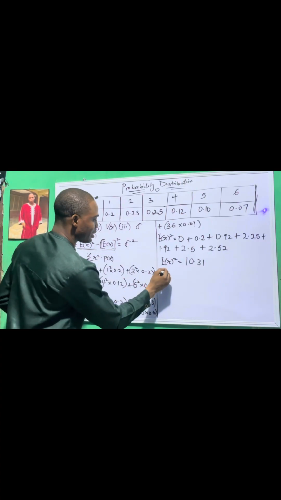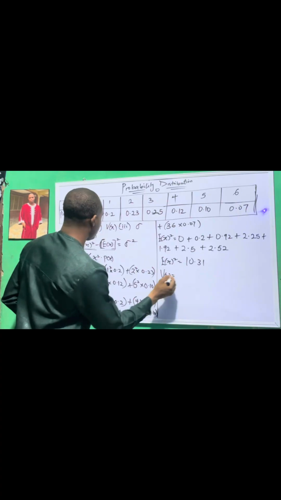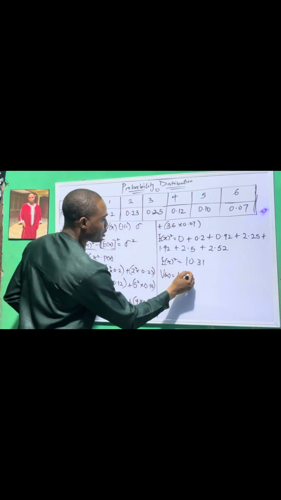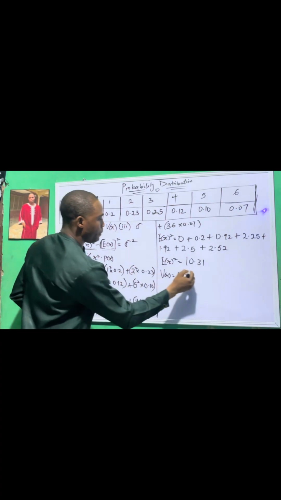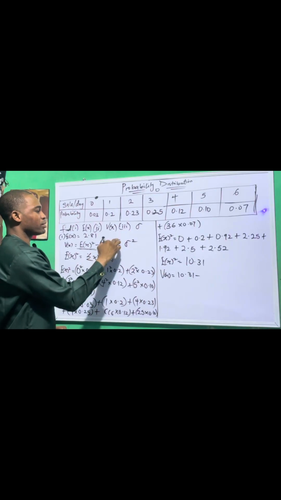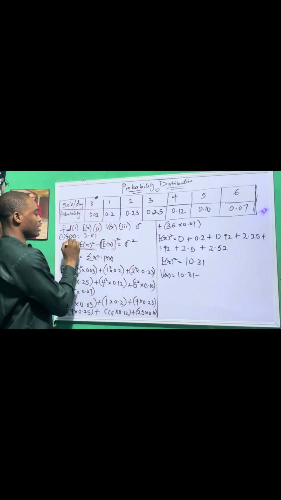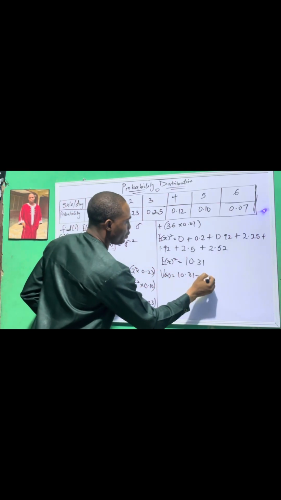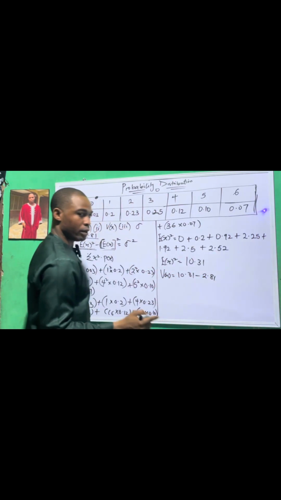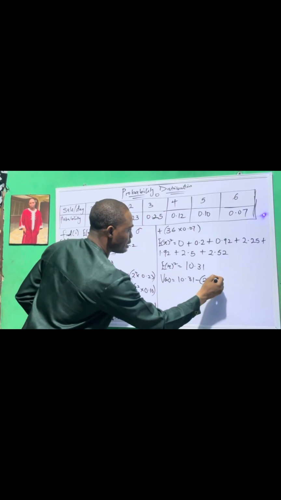So to look for the variance now, the variance of x is going to give me 10.31, which is this, subtract from the expected value of x all square. We already know our expected value of x. All we have to do is to apply this square. Then the expected value of x is what? We have 2.81. The expected value of x is 2.81. Then don't forget the application of the square.